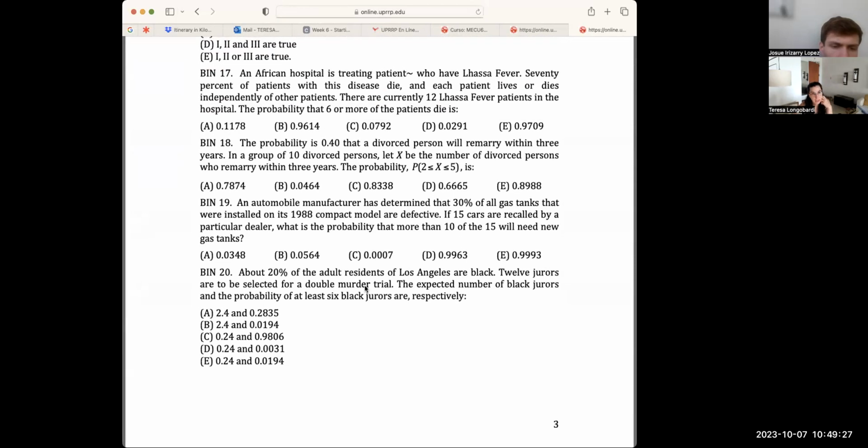About 20% of the adult residents of Los Angeles are Black. 12 jurors are to be selected for a double murder trial. The expected number of Black jurors and the probability of at least 6 Black jurors are, respectively... Okay, so let's see. Is this binomial? If so, what's X, N, P, K?